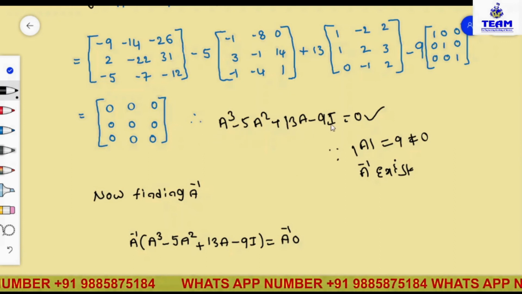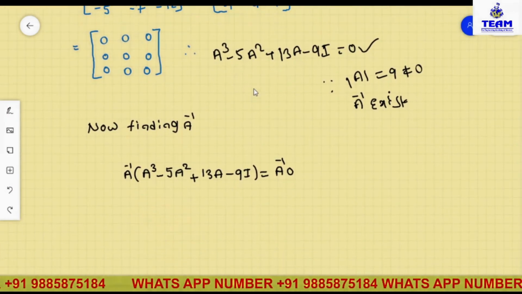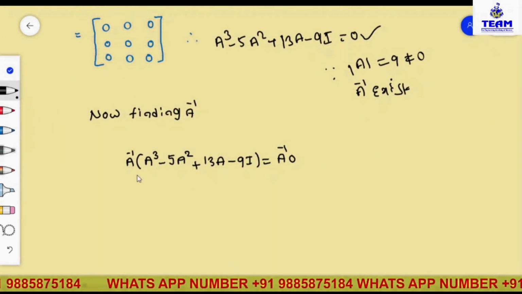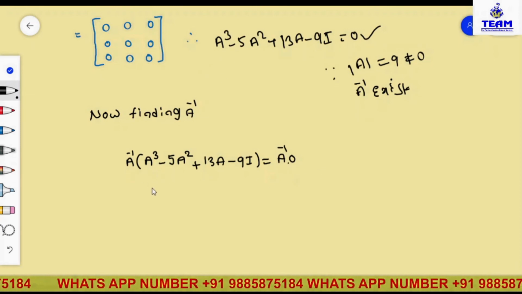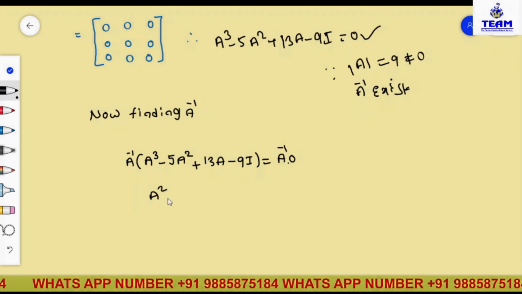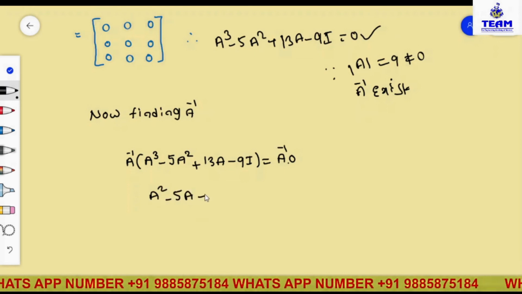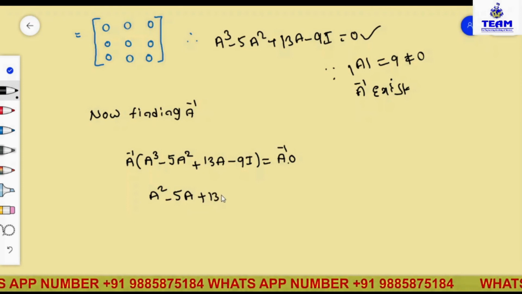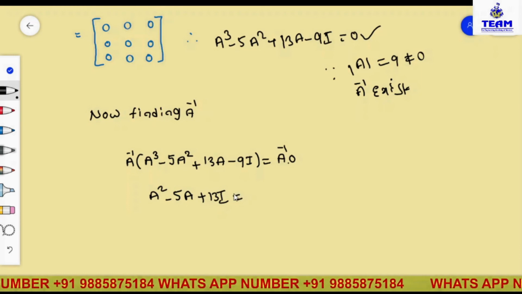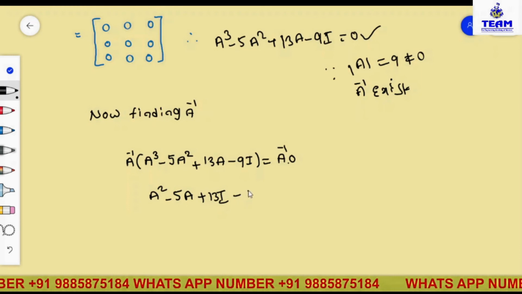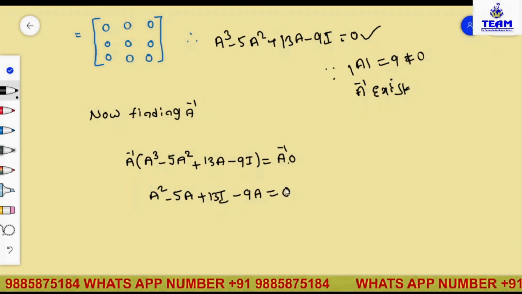If A inverse exists, what you can do is multiply A inverse on both sides. Then you see, friends, I am multiplying both sides, then what am I getting? A inverse of this bracket is equal to A inverse into 0. Now A inverse into A cube is A square, next minus 5A plus 13 into A inverse is what? Identity matrix, minus 9I into A gives A, is equal to A inverse into 0, which is 0 only.